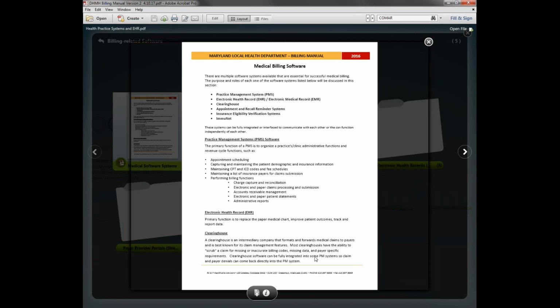Most clearinghouses have the ability to scrub your claim for missing or inaccurate billing codes, missing data, and payer-specific requirements. This really helps internally because it allows us to know what's clean and what's not in the claim, allowing us to make the appropriate changes before the claim goes out to the payer. Clearinghouse software can be fully integrated into some PM systems, so claim and payer denials can come back directly into the PM system. And this allows you to track your denials and payer denials much easier when there is that integration.